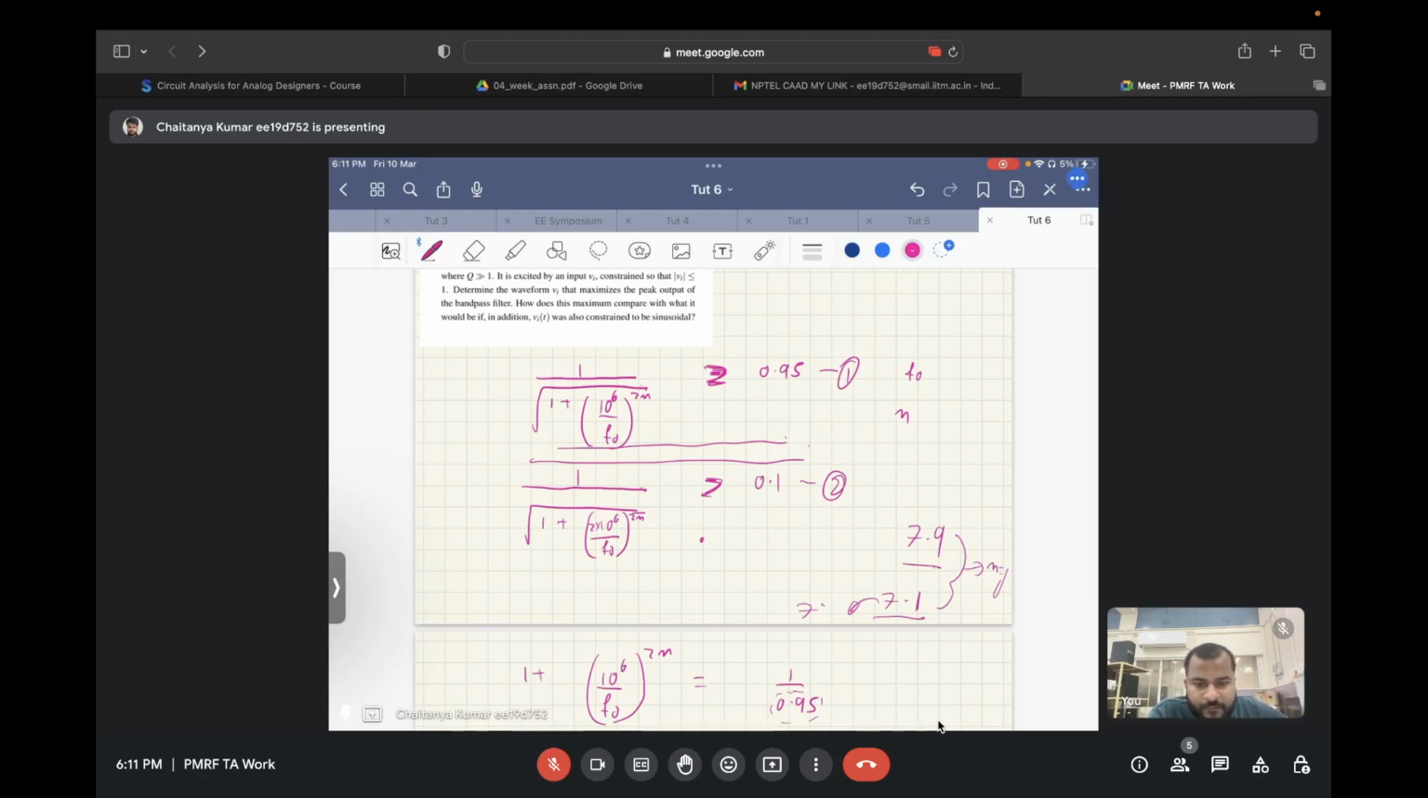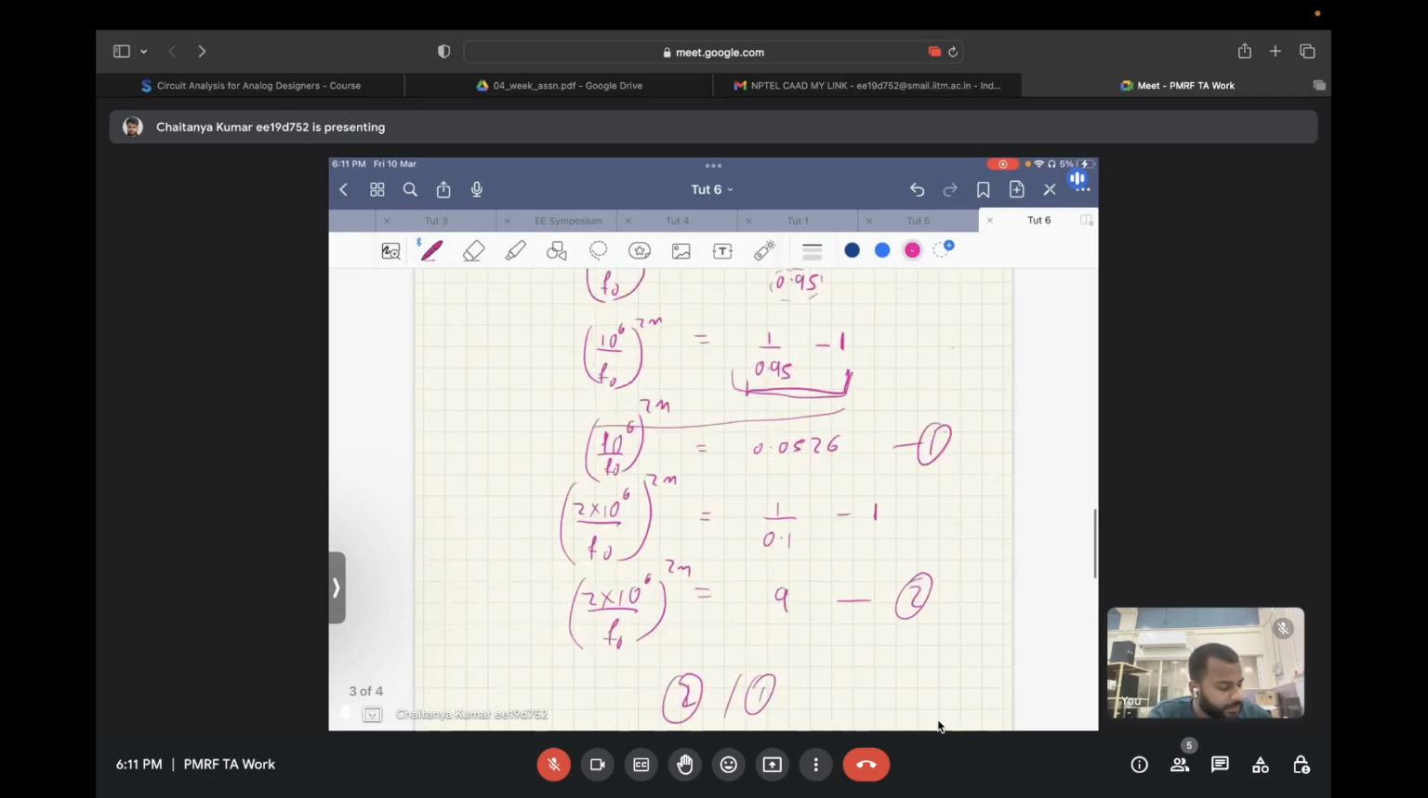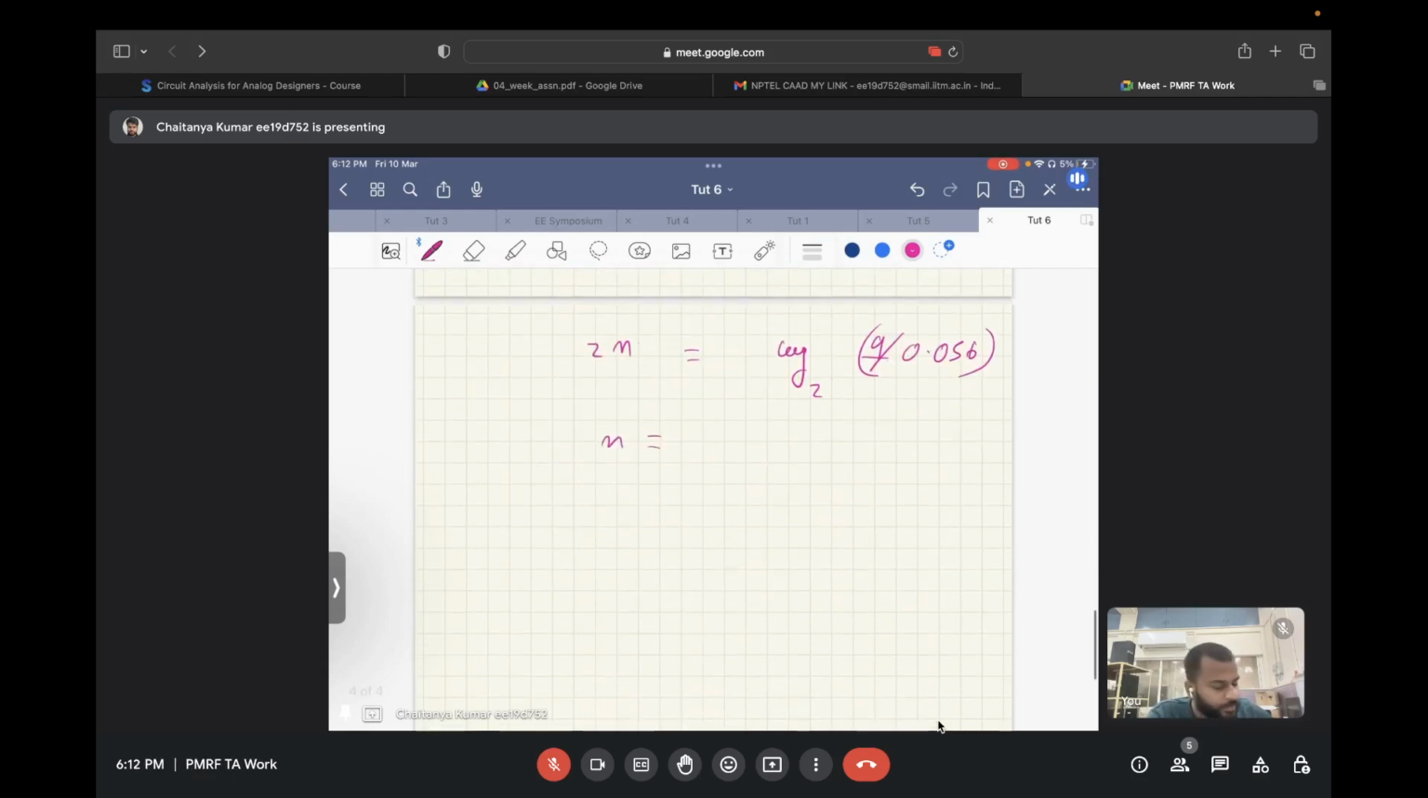Is it clear? Yes, sir. So this you should always keep in mind. You shouldn't do round off. You should do a greatest integer function, so that you can get the maximum value of n possible. So this value, if you calculate, you are saying you get 8.